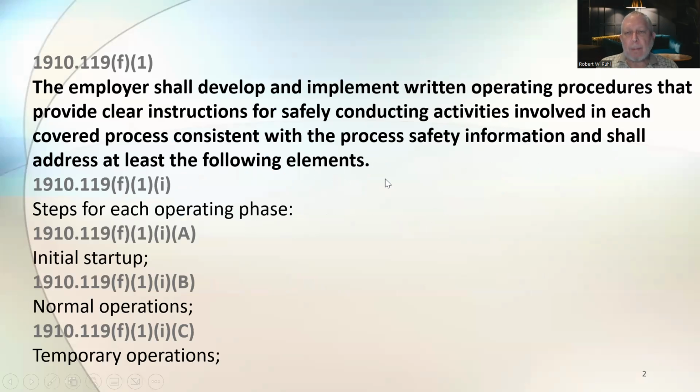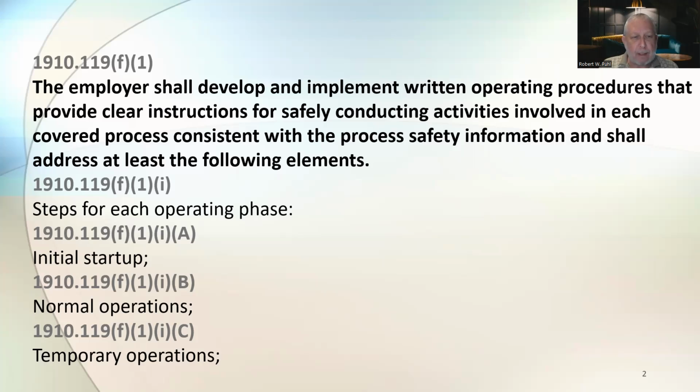The employer shall develop and implement written operating procedures that provide clear instructions for safely conducting activities involved in each covered process, consistent with the process safety information, which we already talked about, and shall address at least the following elements. Now, these are written operating procedures that have to be done. Makes a lot of sense. You should have written operating procedures, even if you don't have highly hazardous chemicals. If you're just doing something you think is basic, the guy off the street doesn't know it, and he may be the next guy you're hiring. So this should be something that every business should have.